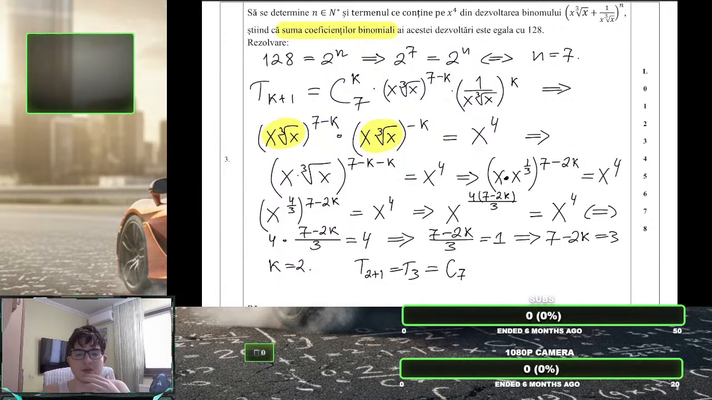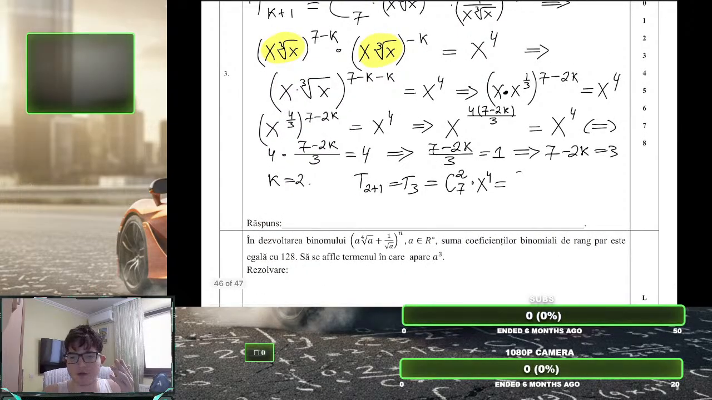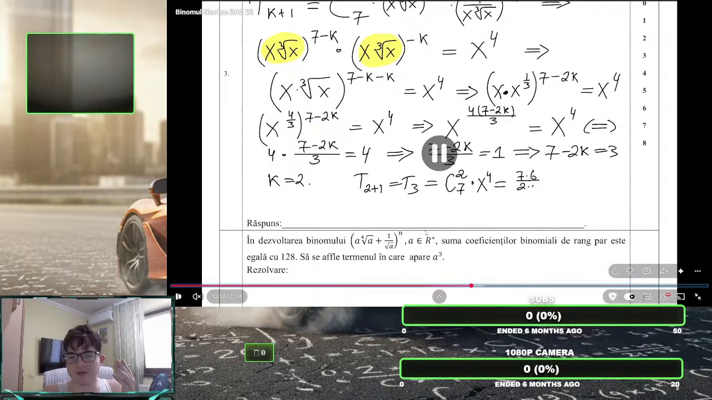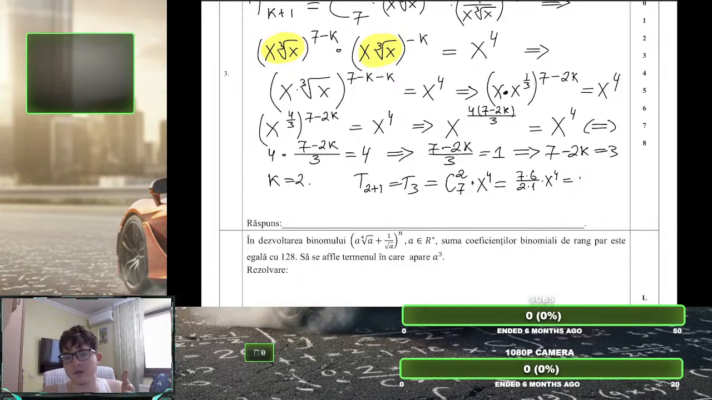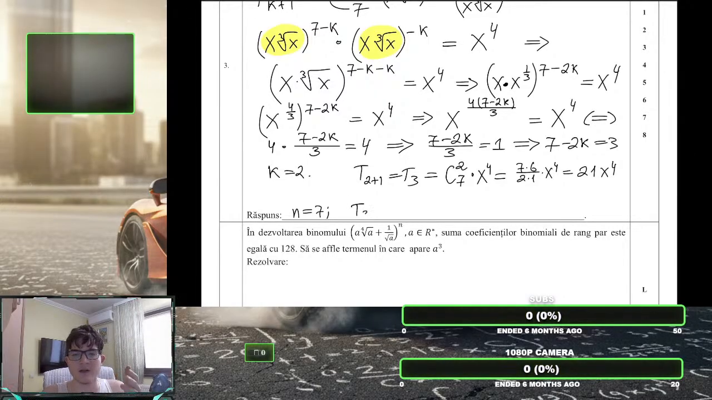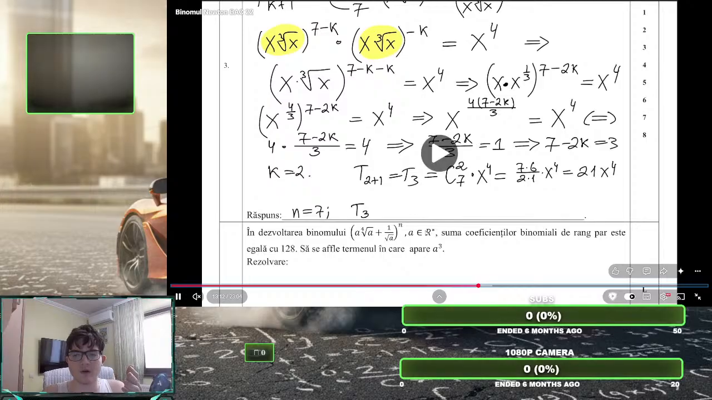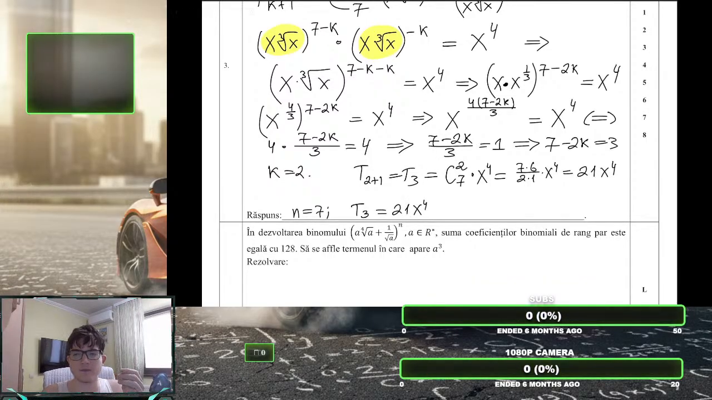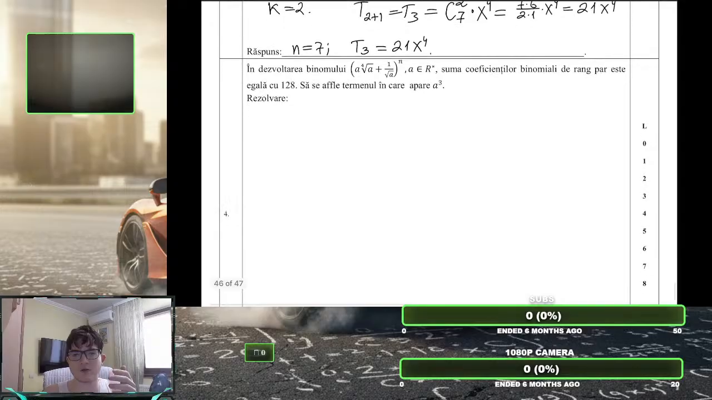Now, see right there, 7 above, right there with 2. Plug it in. Times x to the power 4. Genius. I'm a genius. So now, 7 factorial over 7, 6, 2, and 1, what can I write down for the 1? It's not doing anything. So essentially 21x to the power 4. That's it. Response: n is 7, t3 is equal to 21 times x to the power 4. 8 points, give it all to me.